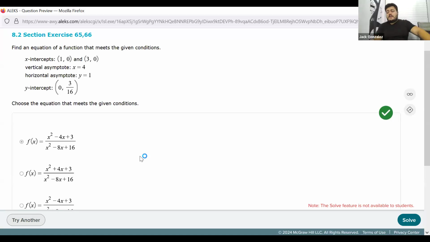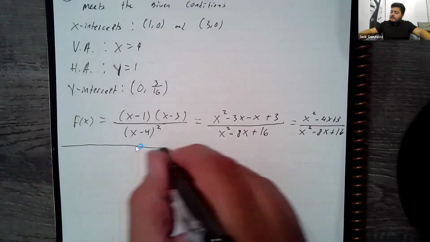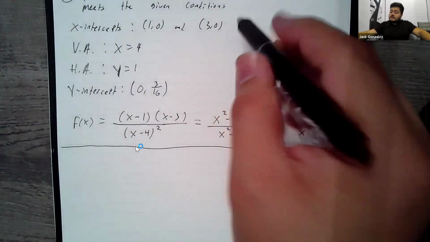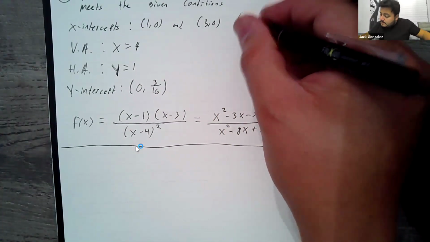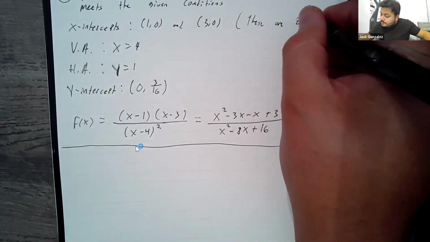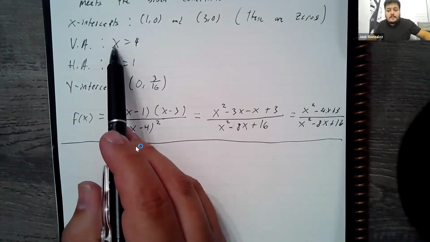Anyway, you see how we're kind of trying to work backwards. Are there any questions on this one? It's kind of weird, but you have to understand the zeros and the vertical asymptote.